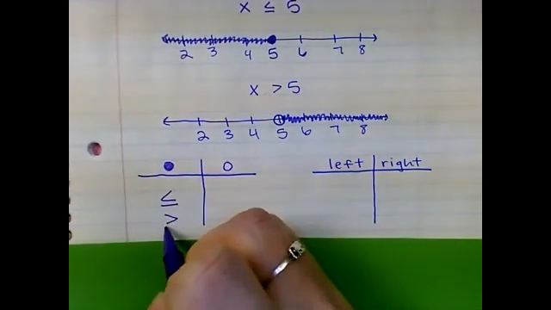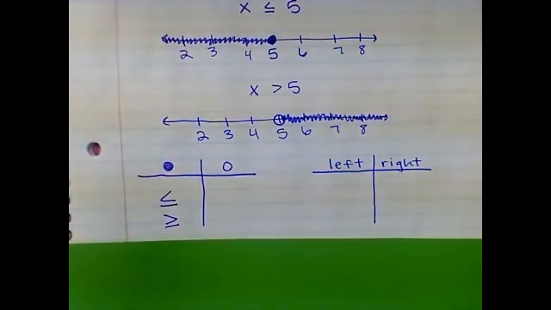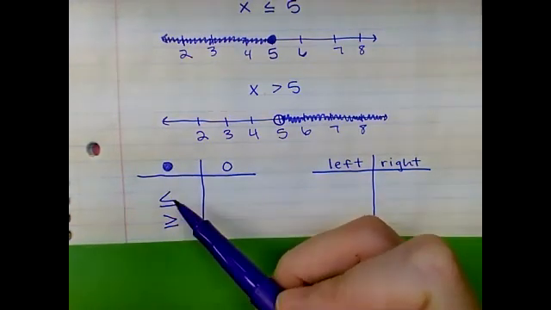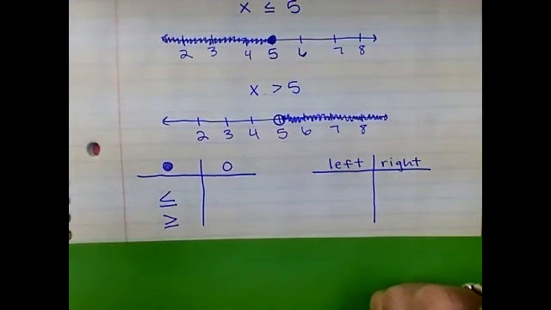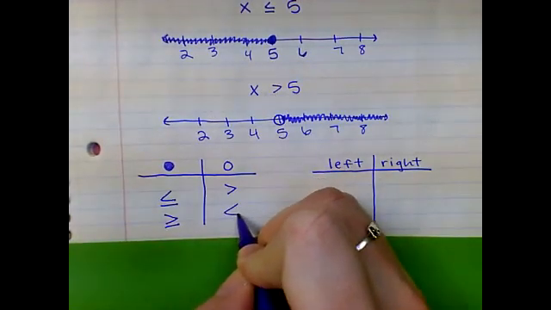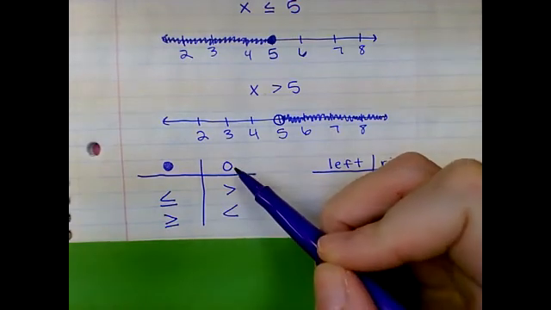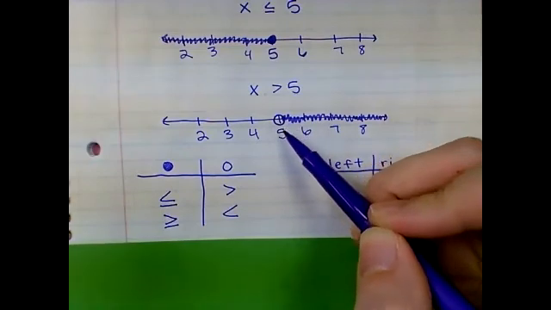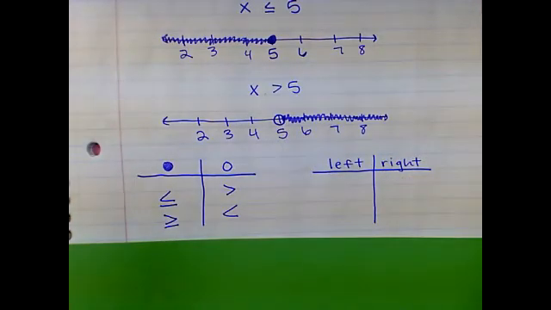That means even if I had the other sign with the equal to, greater than or equal to, I would also shade in that number. So I would use a closed point if I see an equal to in my inequality symbol. But if I see something like greater than or less than, I'm not going to shade in the point. I'm going to use an open circle here on the important number.